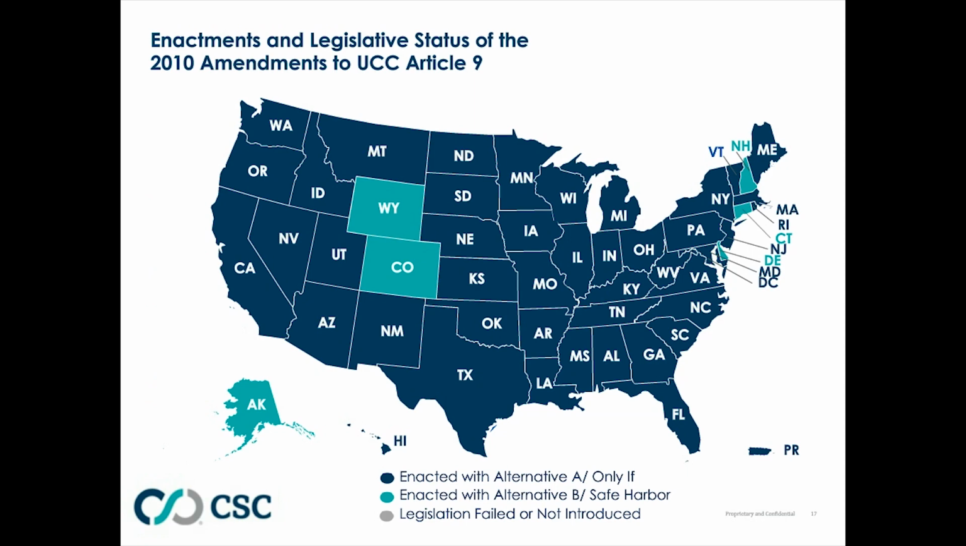And you'll see here a map of the United States. You see that the dark blue states are the enacted with alternative A, only if. So a huge majority of them are only if states. And then the ones in teal are enacted with the alternative B, the safe harbor. So that just kind of gives you a picture as far as which ones are enacted with A and which ones are enacted with alternative B.